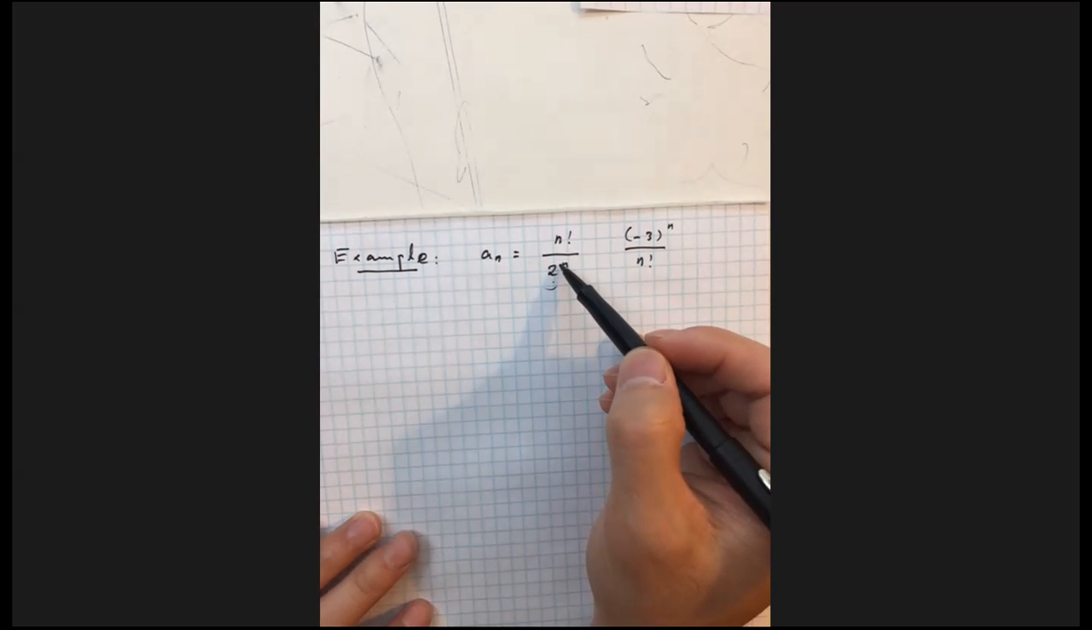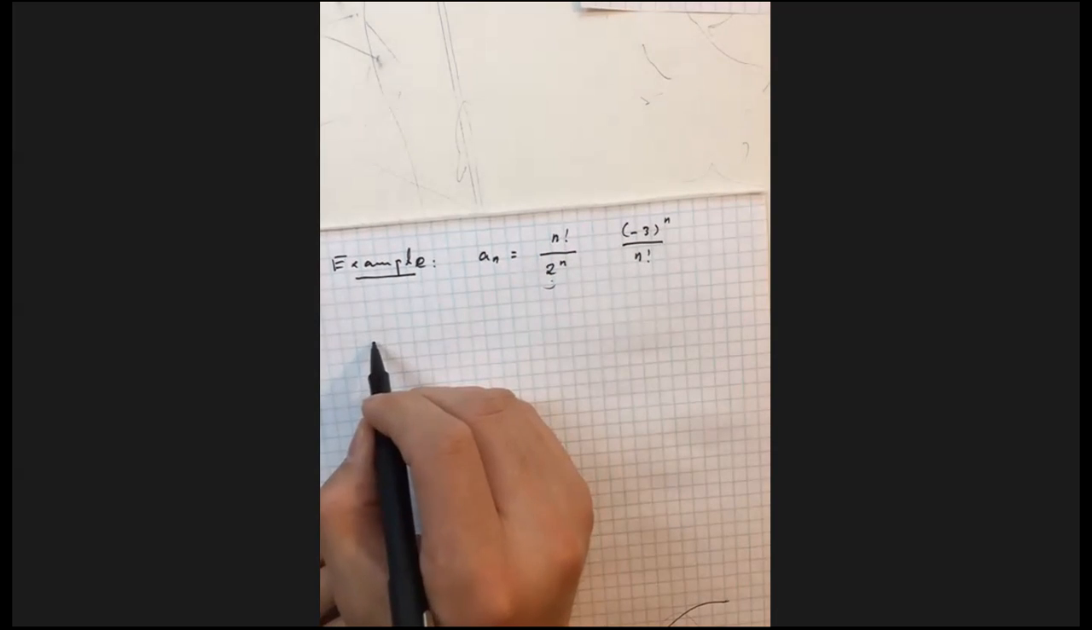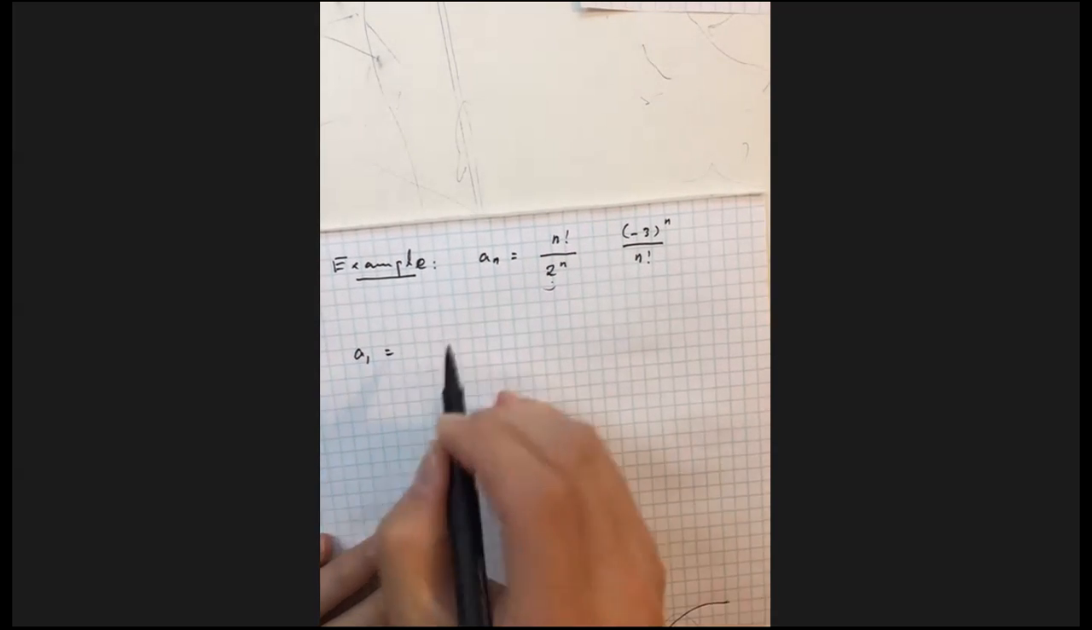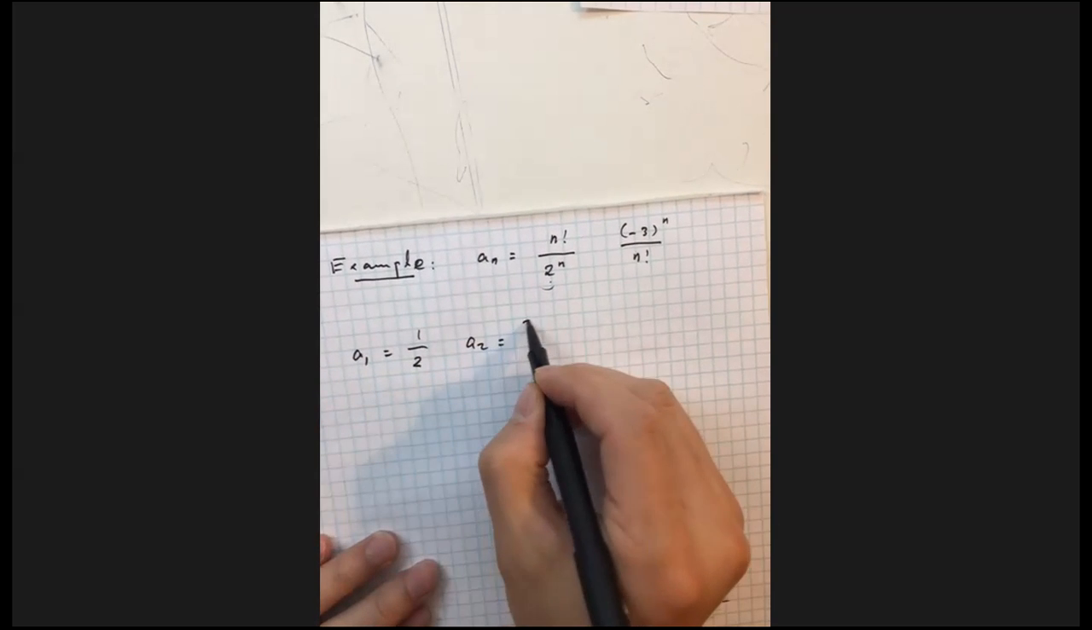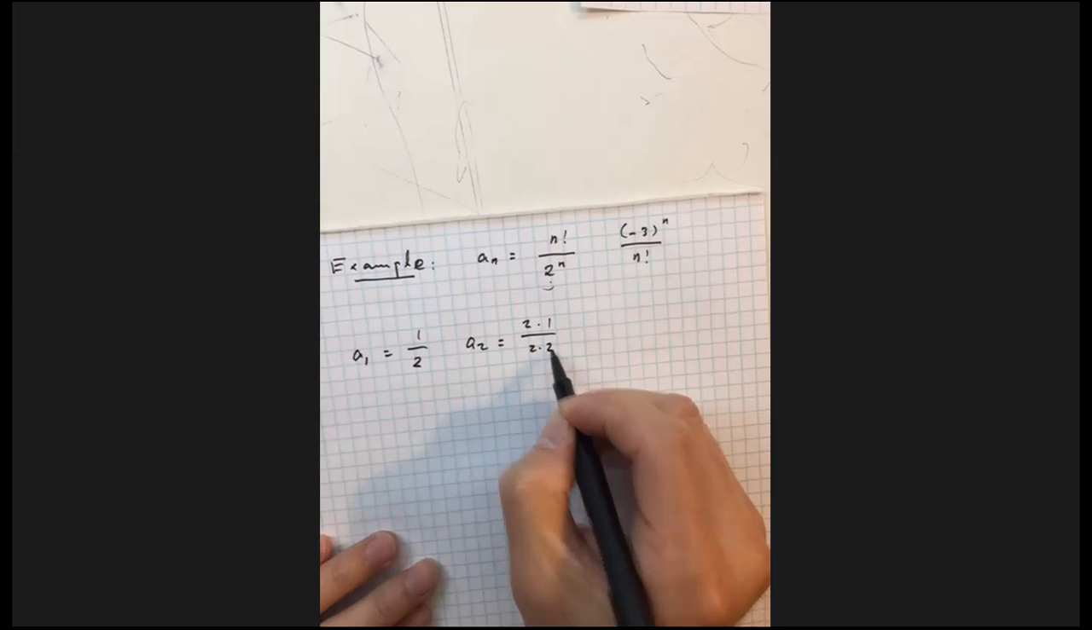So let's look at the behavior of this. What is n factorial? So what is a_1? a_1 is 1 over 2. a_2 equals 2 times 1 over 2 times 2, right?